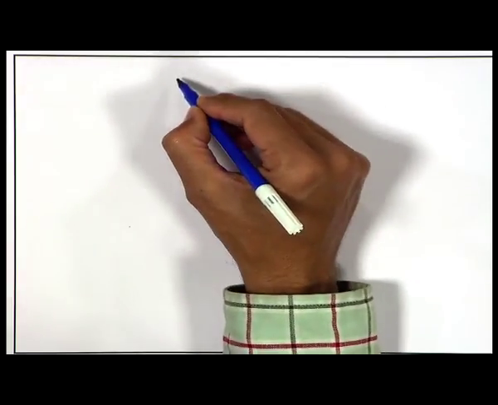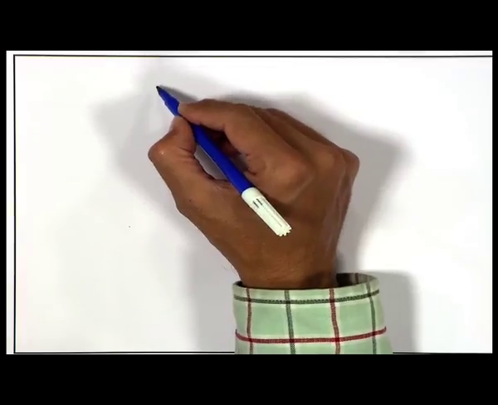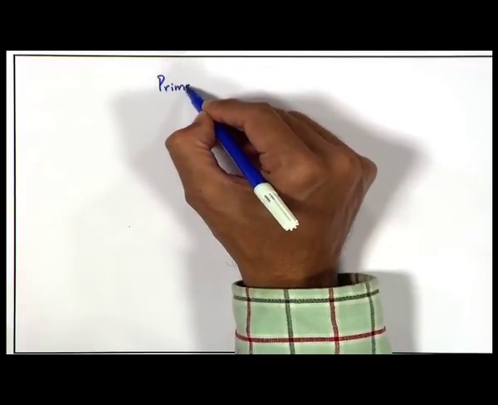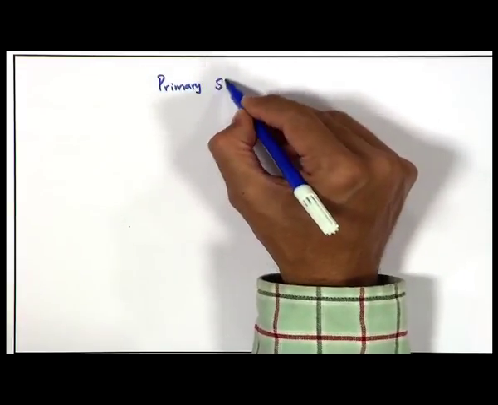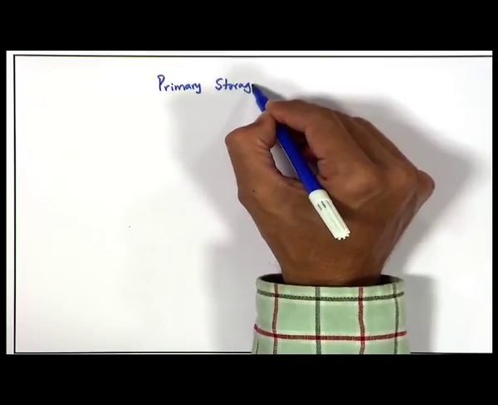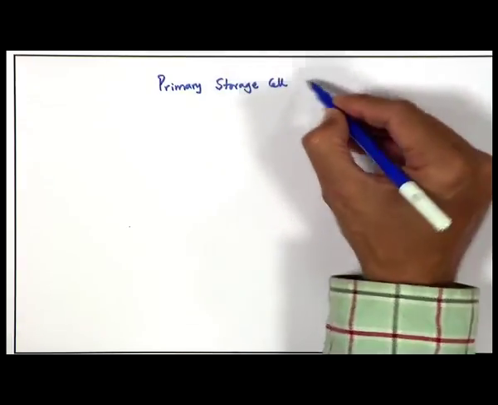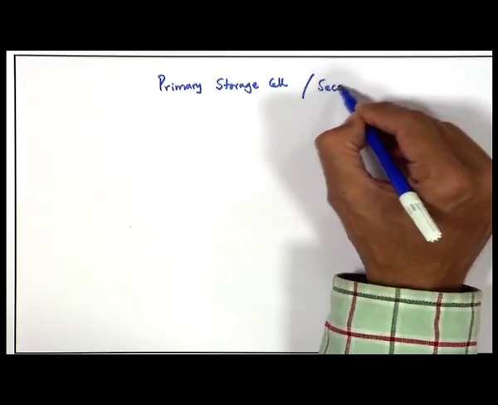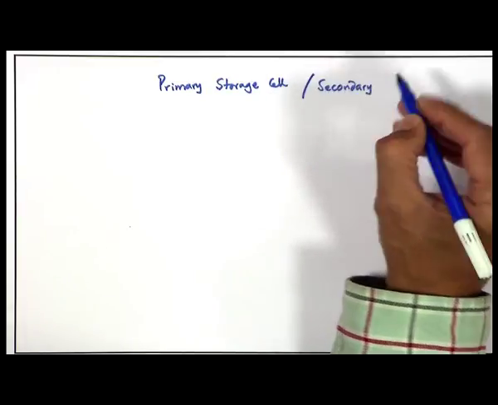So, another application can be electrolytic refining of aluminum. Next is storage battery, like primary storage battery or primary storage cell, or secondary storage cell.